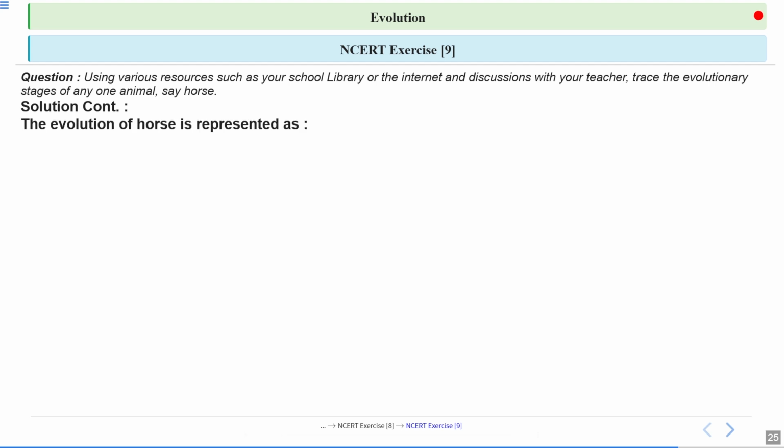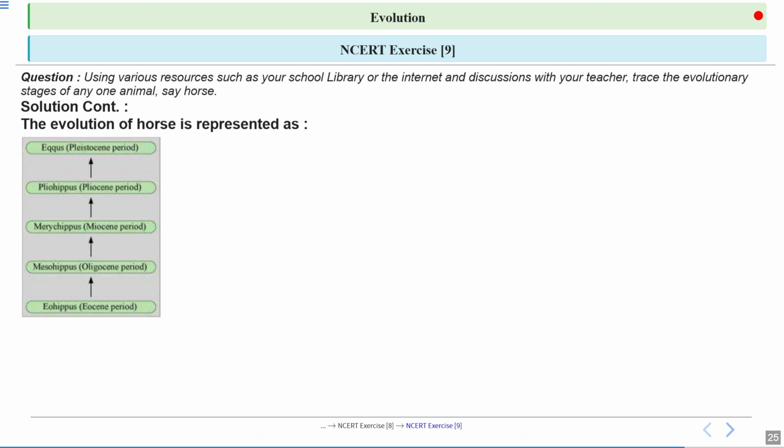So the evolution of the horse is represented as, here you can see, starting with the Eohippus, which existed in the Eocene period. Then you have the Mesohippus in the Oligocene period. Then you have the Merychippus in the Miocene period. Then you have the Pliohippus in the Pliocene period. Then you have the Equus in the Pleistocene period. So this image represents the evolution of the horse. There was a change in the size, the brain capacity and the teeth complexity in the horse.